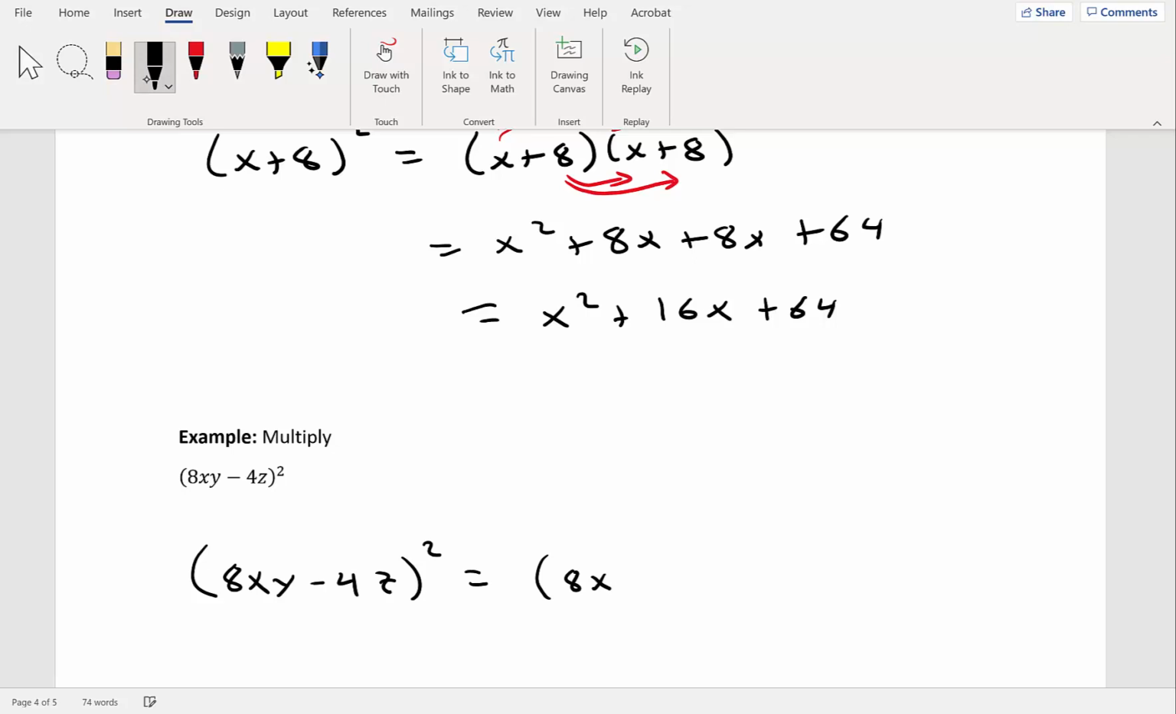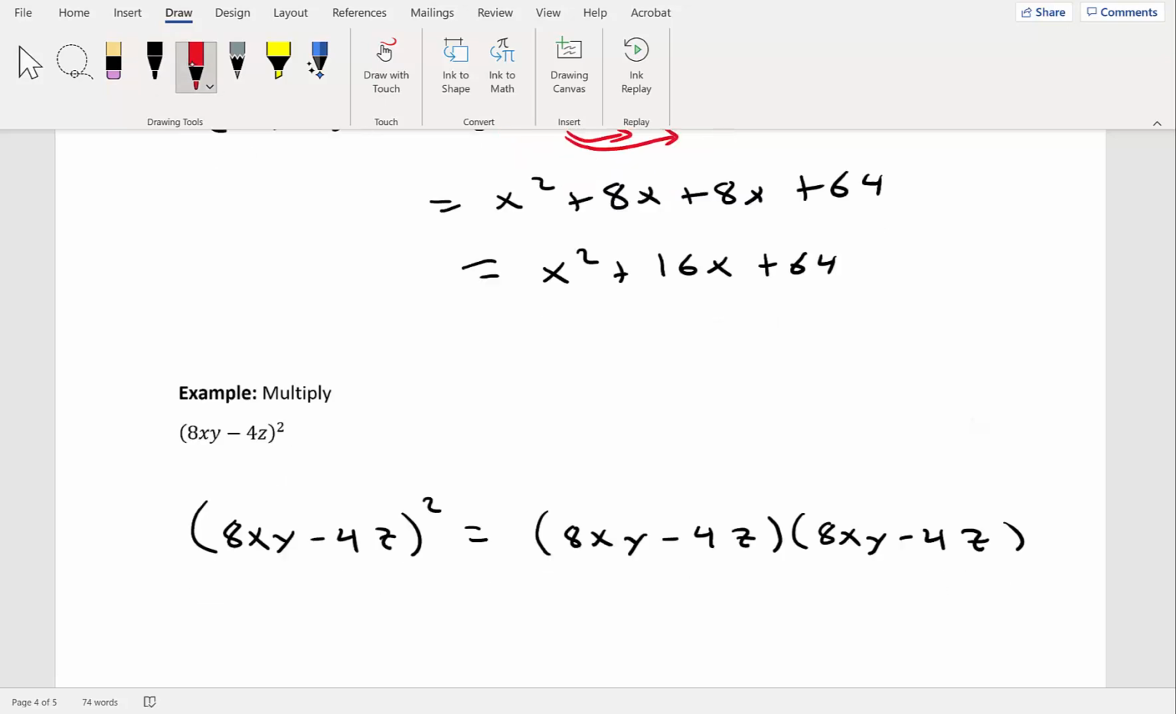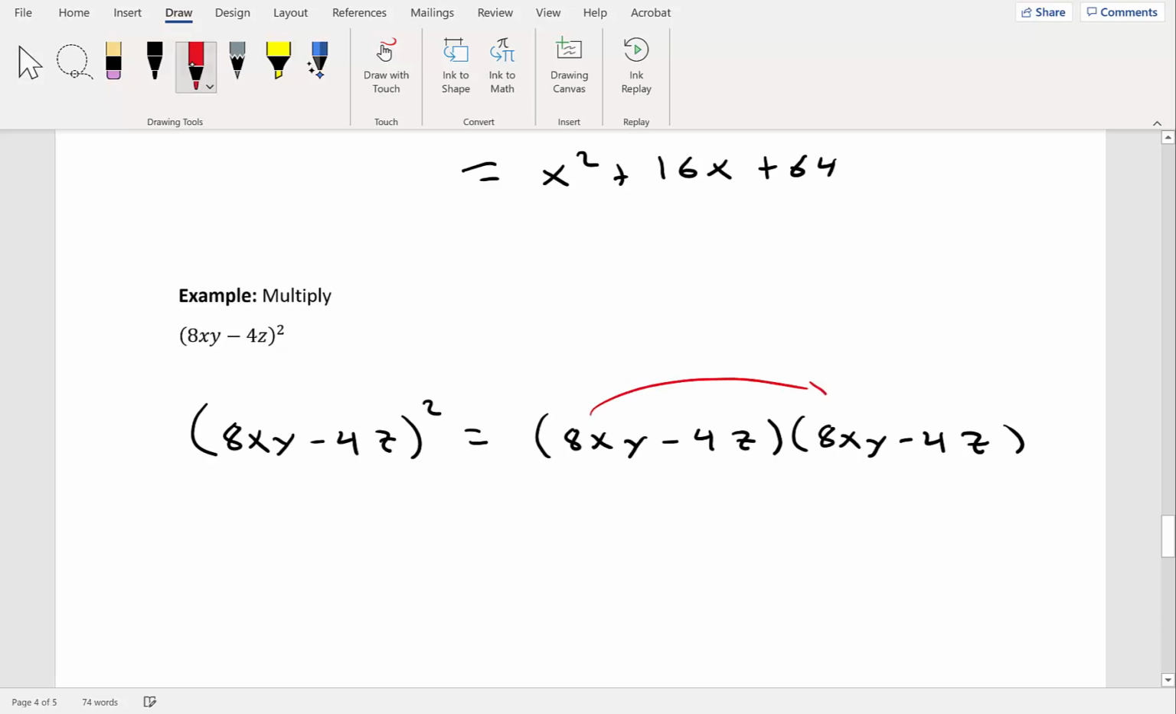What I'm going to do for this problem is I'm going to go ahead and write it out 2 times. I see often this is the method that students prefer. Okay, so I wrote it out twice, and now you can start distributing. So 8xy times 8xy. I have to multiply the 8's with each other, the x's with each other, and the y's with each other. So this gives me 64x squared y squared.